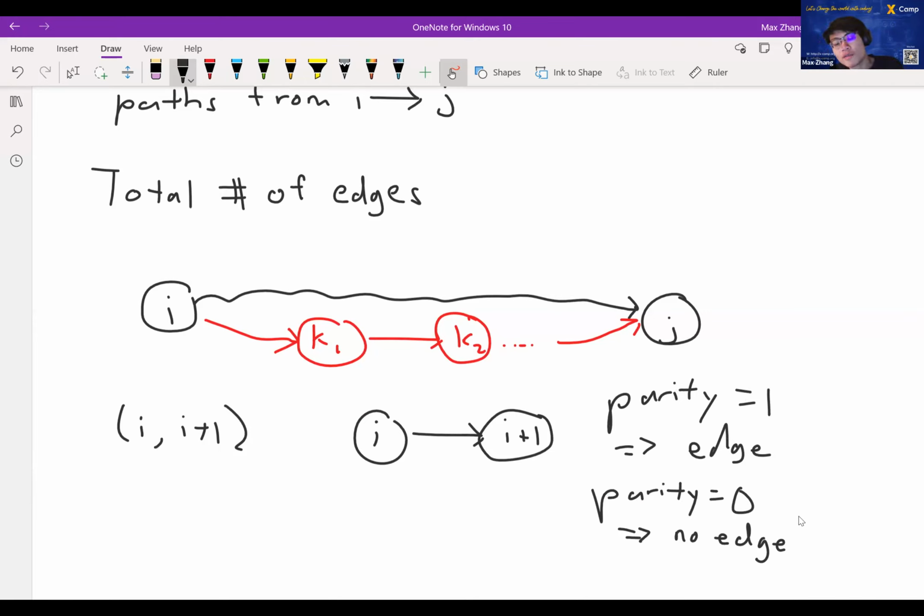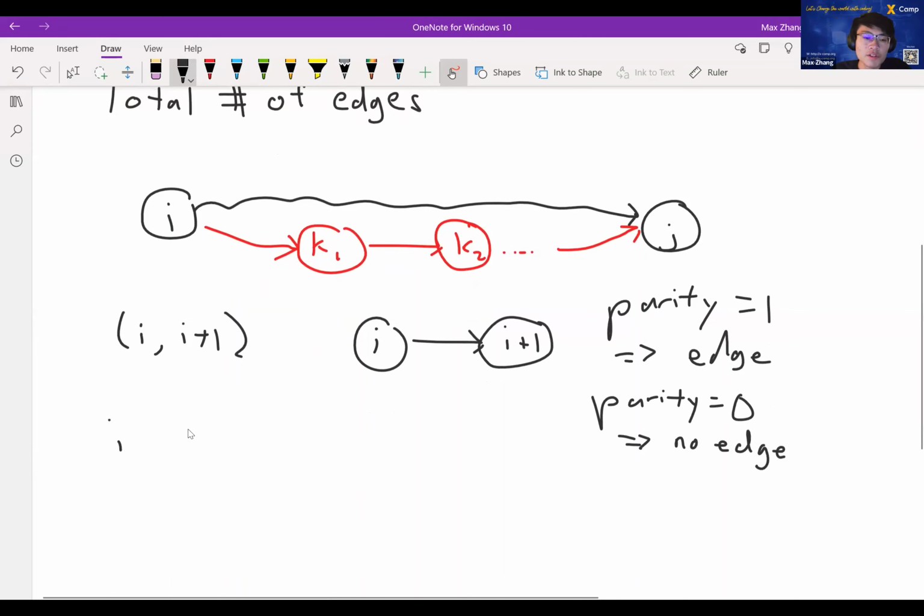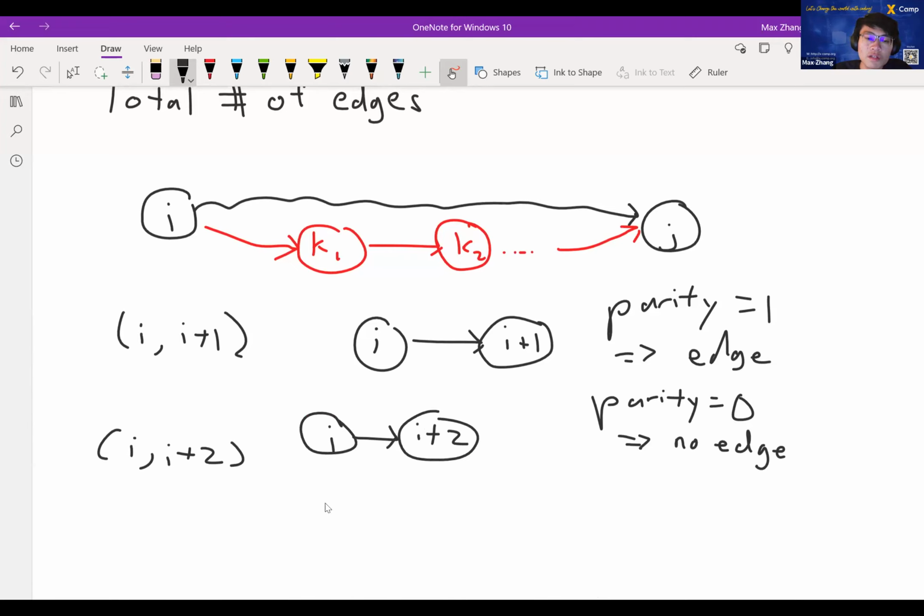And then if we figured out all the distance one pairs first, like I to I plus one, now next it makes sense to look at I to I plus two. From I to I plus two, we have either I directly to I plus two, or we have I through some intermediate vertex, say I plus one, and then to I plus two.